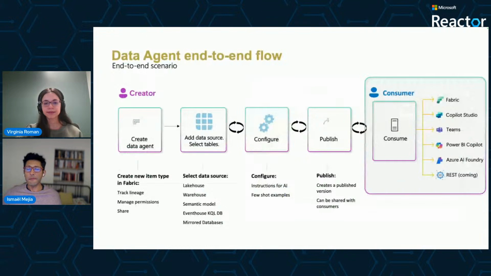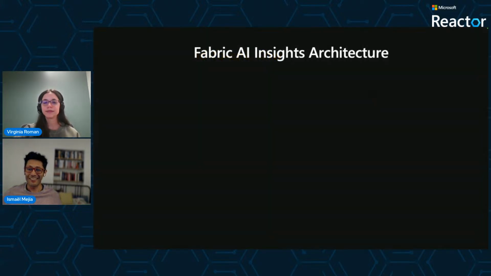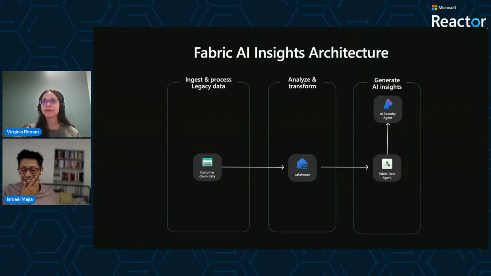So as I mentioned, we have all the steps that we already did. We created the agent, we selected the data source, we configured the instructions and the example queries, we published it, and now we want to consume it. One of the ways we can consume it is by going to a different system and trying to do it. I don't know if this is going to work, because when I tried this earlier today, it failed, but let's give it a try.